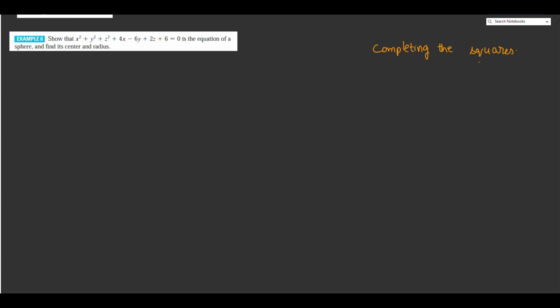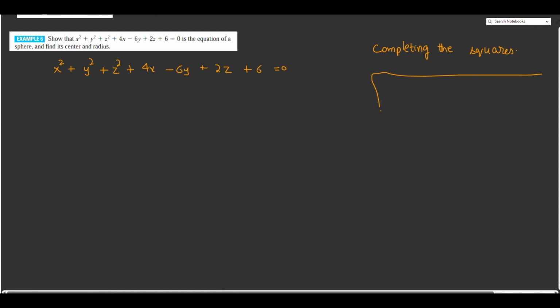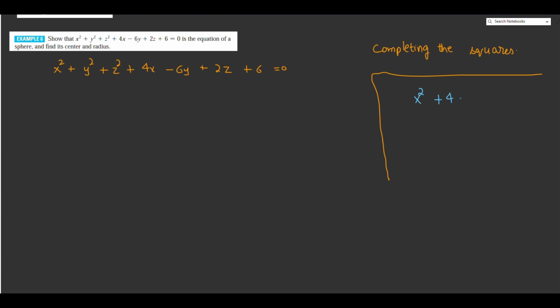How do you complete the square? From this equation, x square plus y square plus z square plus 4x minus 6y plus 2z plus 6 equals 0, let's first consider only the terms which involve the variable x. You can write them as x square plus 4x.